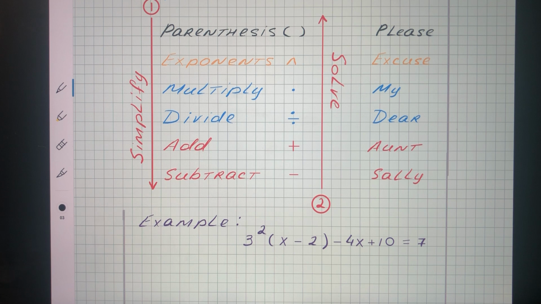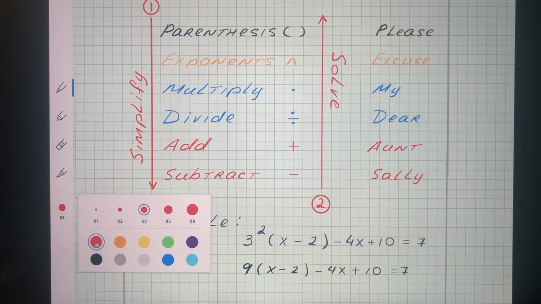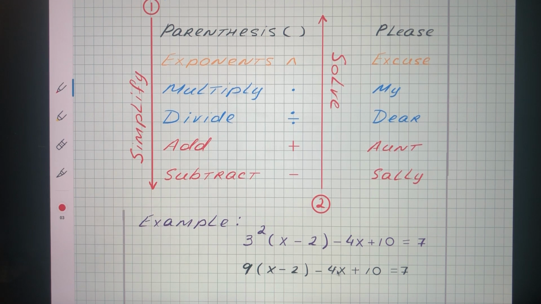So let's change the color. 3 to the power 2 is 9. So we can put 9. The rest of the question is unchanged and we can copy it over. That completes the first two steps. Now we go to multiplication and division. There are two places with a multiplication. Between the numbers and letters is a multiplication. Between numbers and parentheses is multiplication.